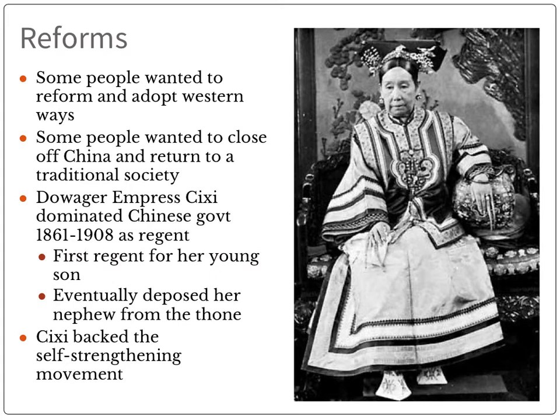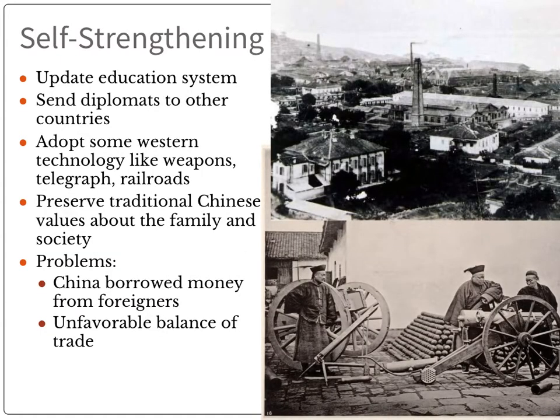And she backed a movement called the Self-Strengthening Movement. The overall goal of the Self-Strengthening Movement was for China to modernize, but not take it too far. So they want to modernize and adopt things that they think are going to be good for China, but they also want to maintain their own culture. And if you think about the idea of self-strengthening, they're saying, we're going to do this ourselves and not let Europeans or other people decide what we're going to adopt. We're going to figure out what we're going to reform and not let anybody else tell us. So this included things like updating the education system.